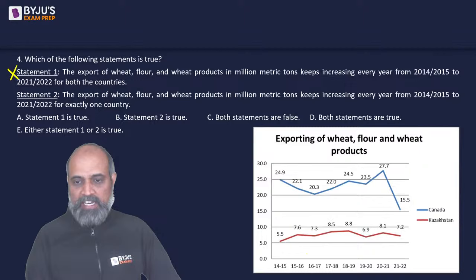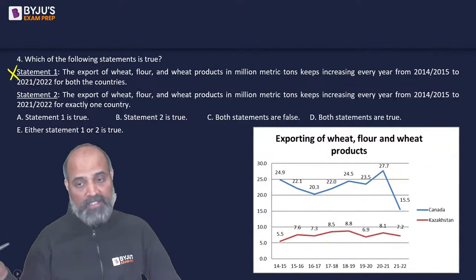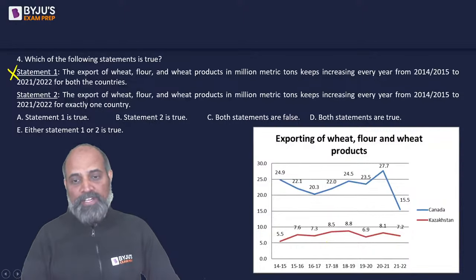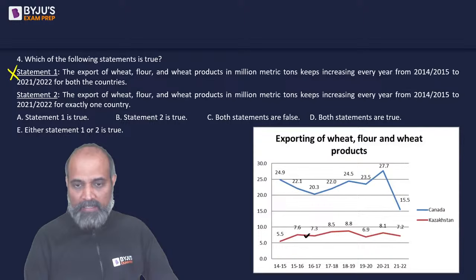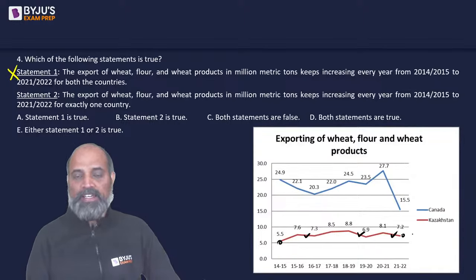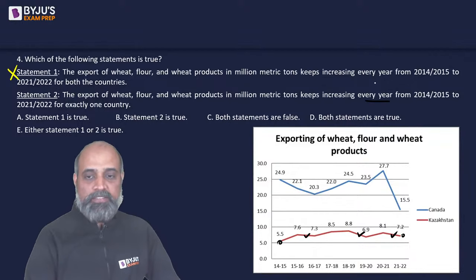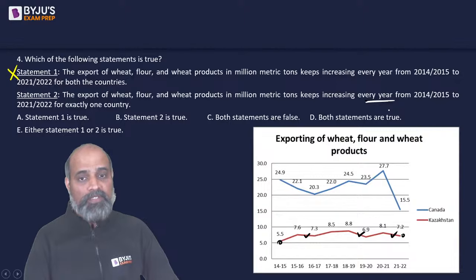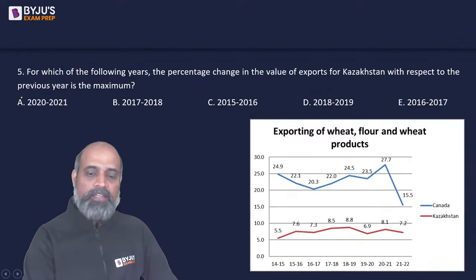No, it did not. I mean, for Kazakhstan, it kept on increasing, right? But it was not every year. There has been dip. कभी-कभी ये नीचे भी आया है ना? So overall there is an increase, but every year there has not been an increase, right? So both the statements are false. None of them are true. दोनों गलत है. Okay. Next one.